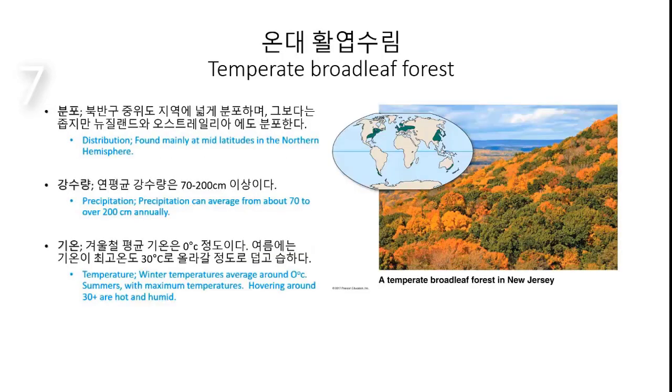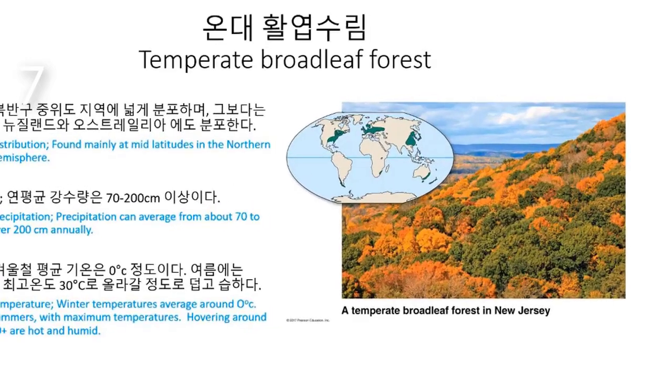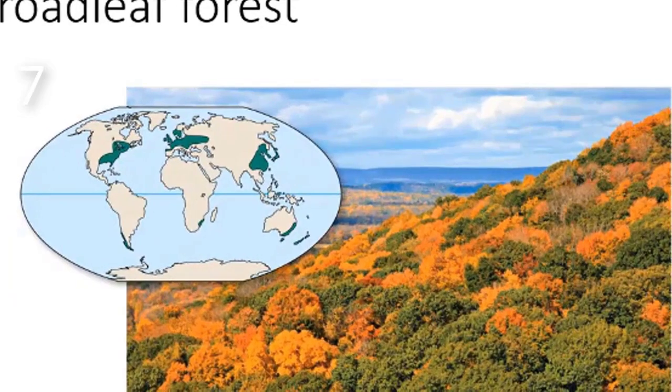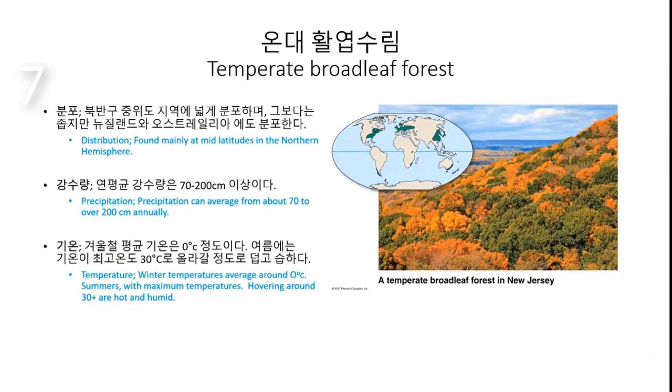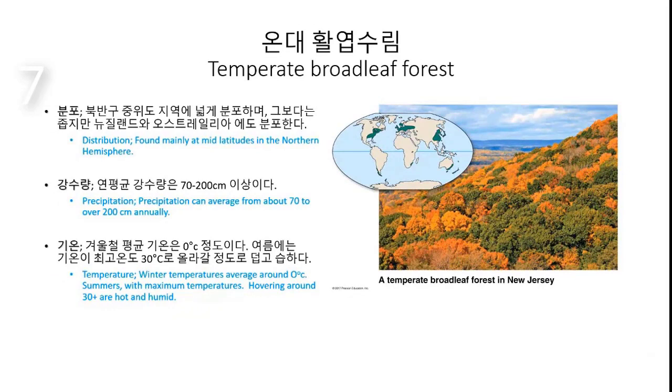Number 7. Temperate broadleaf forest. Distribution. Temperate broadleaf forest is found mainly at mid-latitudes in the northern hemisphere. Precipitation. Precipitation can average from about 70 to 200 centimeters annually. Temperature. Winter temperatures average 0 degrees Celsius. Summers with temperatures up to 35 degrees Celsius are hot and humid.